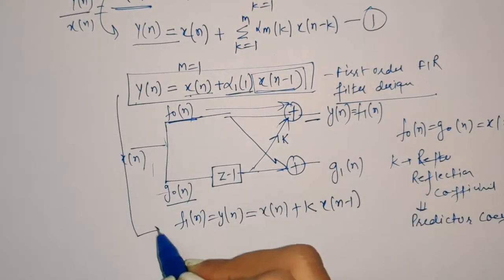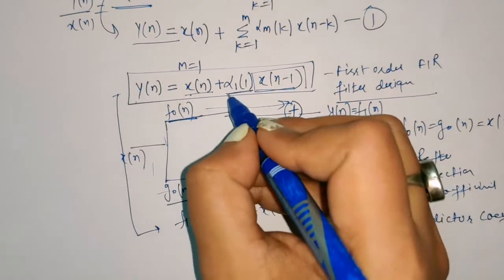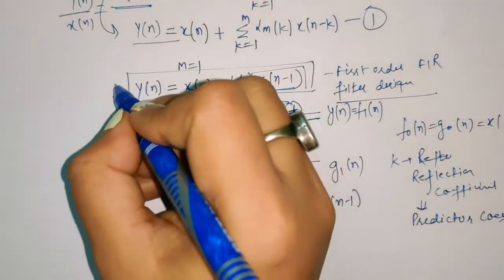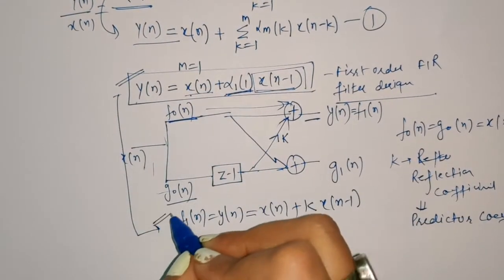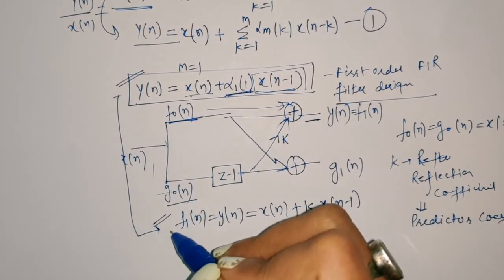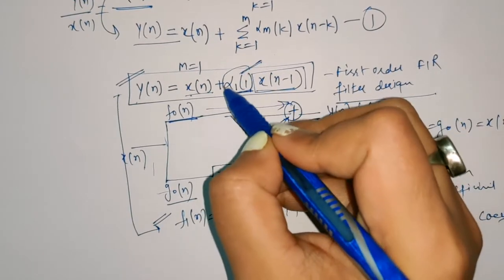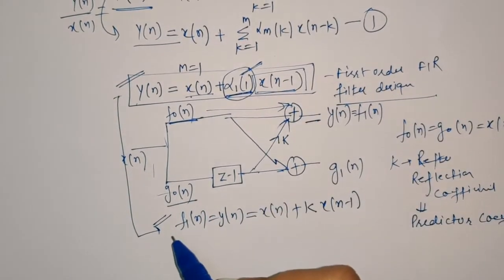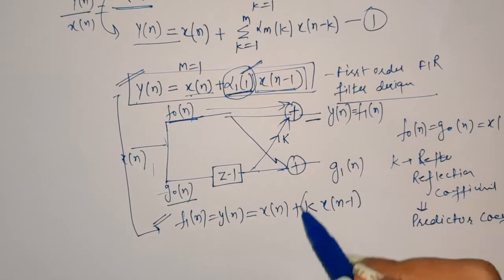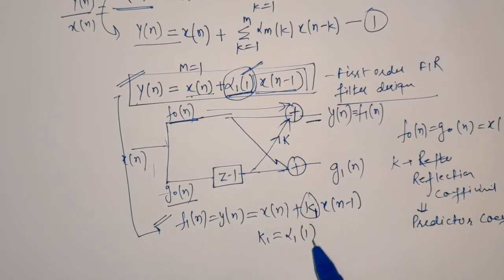Okay, so see, these two equations are the same. That means this equation is for FIR designing and this equation is for lattice. So what is the similarity between these two equations? If we are taking an FIR filter where the coefficient is alpha_1(1), and we implement it with a lattice structure, then the coefficient is K1. So your K1 is nothing but your alpha_1(1).